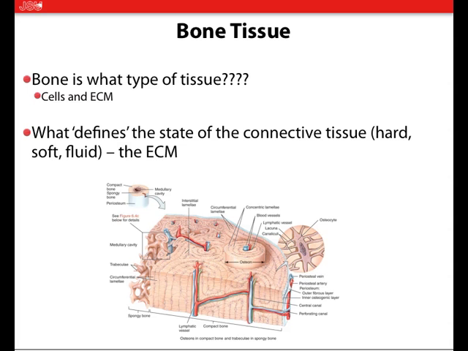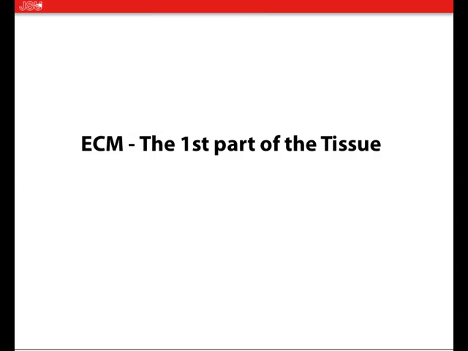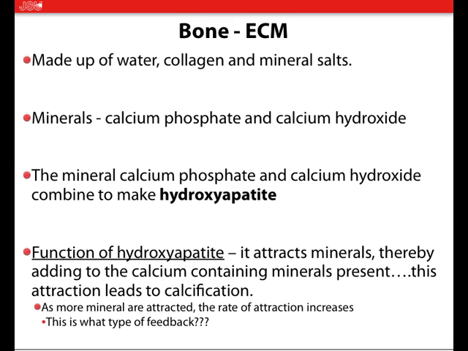So we talked about bone as being what? A connective tissue, right? Going back to this, we talked about cells and ECM. We talked about the cells in bone, and we talked about the extracellular matrix in bone. First part, extracellular matrix. Know what is in the extracellular matrix. What's the ground substance in bone? What is it? No, that's the fibers. You're jumping ahead, my man.